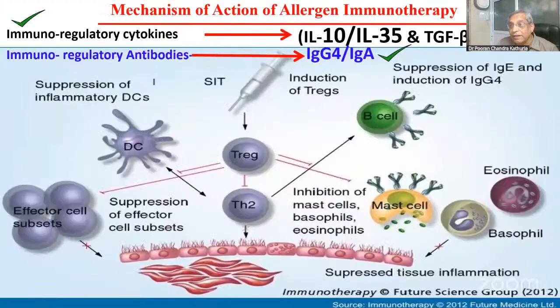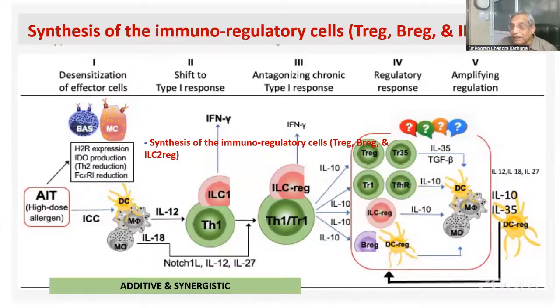In the second year, there is a synthesis of the immunoregulatory cytokines: IL-10, IL-35, TGF-beta, IgG4, and IgA. Once the interferon gamma increases, in the last, third year, there is a synthesis of the immunoregulatory cells: Treg cells, Breg cells, ILC2 reg cells. Once these immunoregulatory cells are synthesized, it has a long-lasting effect. That is why allergen immunotherapy is given for a minimum period of 3 years.